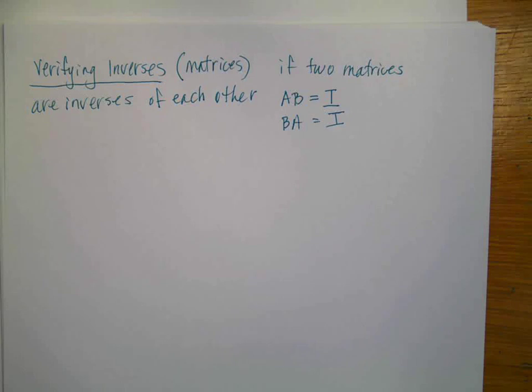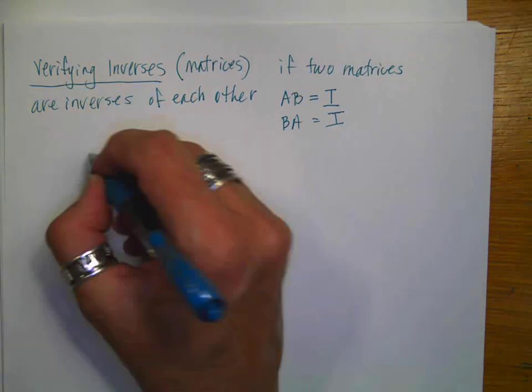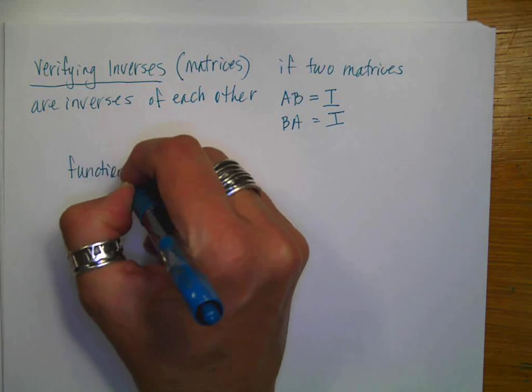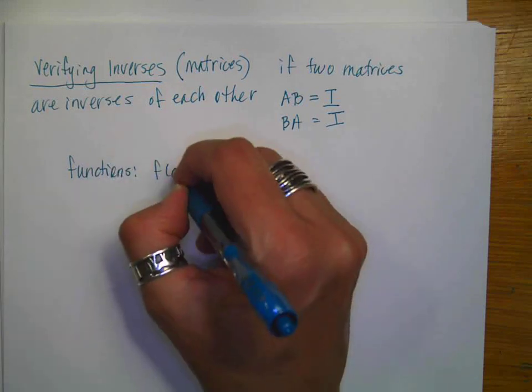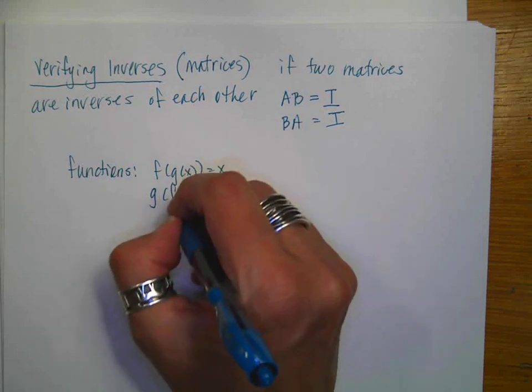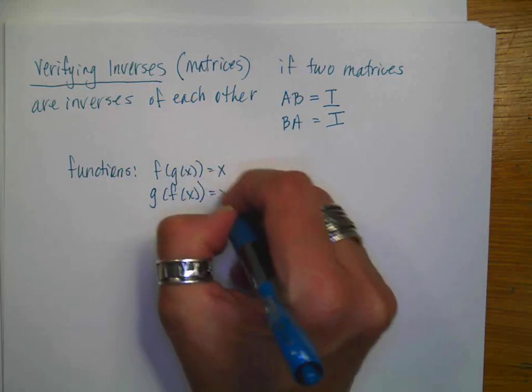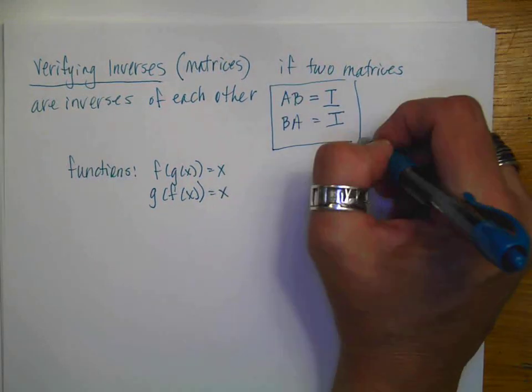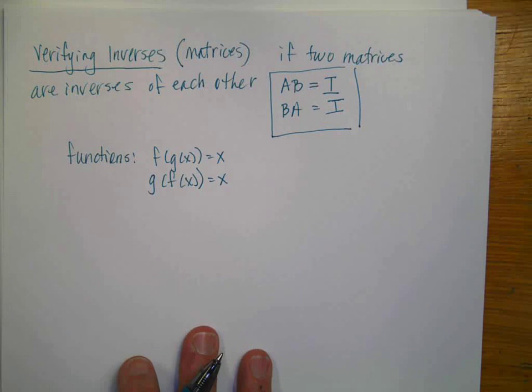Okay? So remember when we did functions and we wanted to verify inverses, we would do a composition. So for functions, the rules were a little bit different. f of g of x would give you x, and g of f of x would also give you x. But for matrices, we are looking for a product that yields an identity matrix.